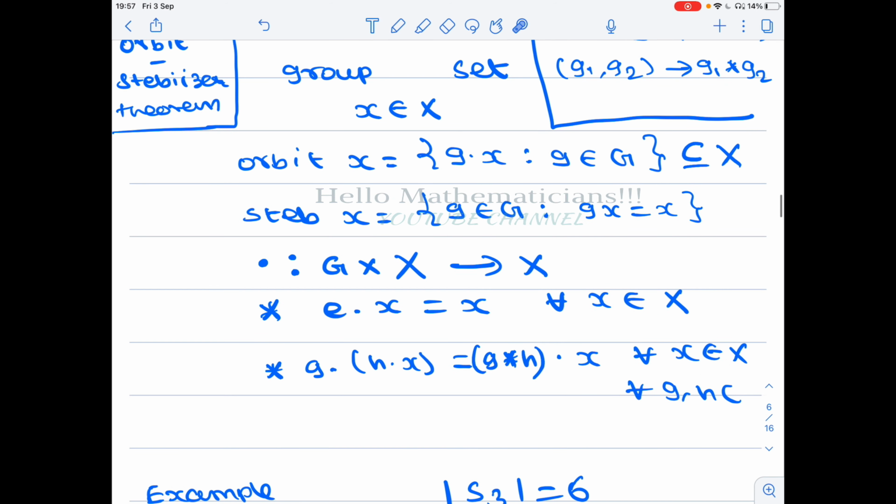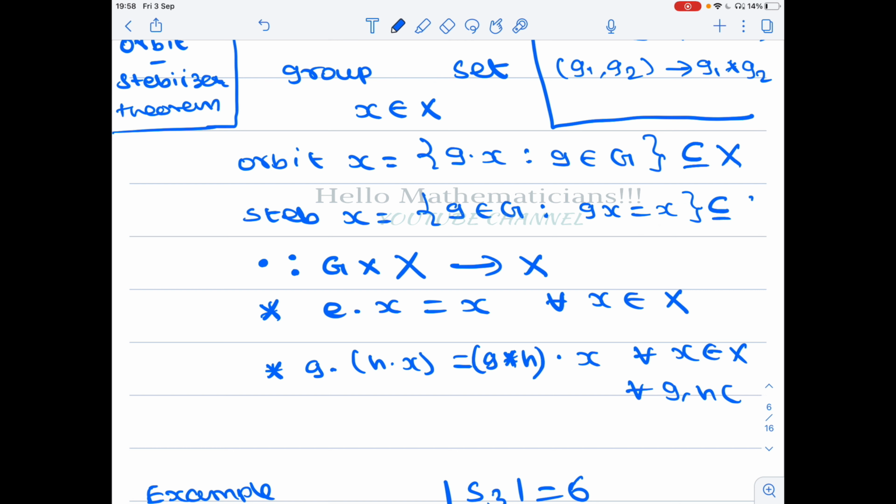So you look at all the elements of the group G which, when you multiply by X, give you back X. So that is a stabilizer. Basically, it stabilizes X. It is not making any changes to X. The group element acting on the set element gives you the element back itself. So G is not changing X. Such elements, if you collect them in the group G, are called the stabilizer of X.